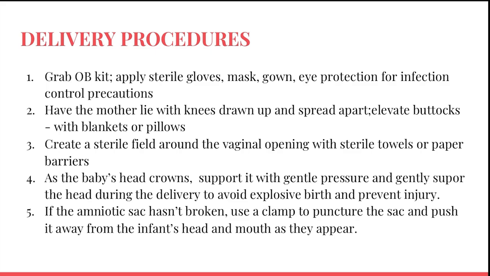As the baby's head is crowning, support it with gentle pressure and gently support the head during delivery to avoid explosive birth and prevent injury. If the amniotic sac has already broken, use a clamp to puncture the sac and push it away from the infant's head and mouth as they appear. Now, note the color and the character of the amniotic fluid. Normal is clear or straw. Meconium is a dark brown or black substance. It could indicate if the infant has swallowed any kind of meconium.